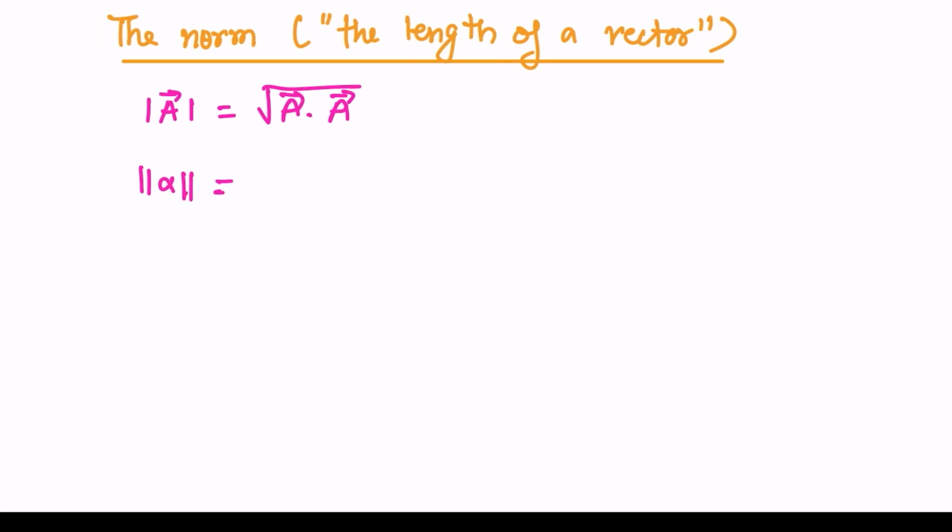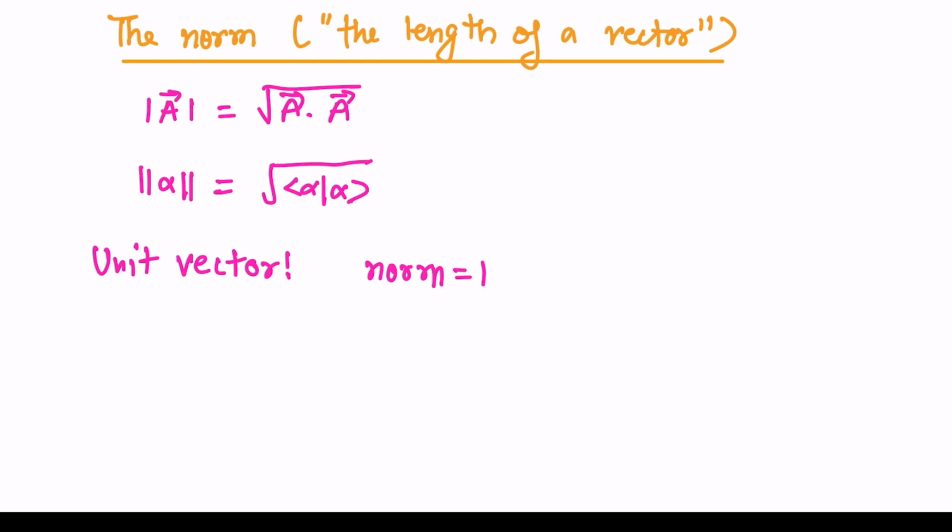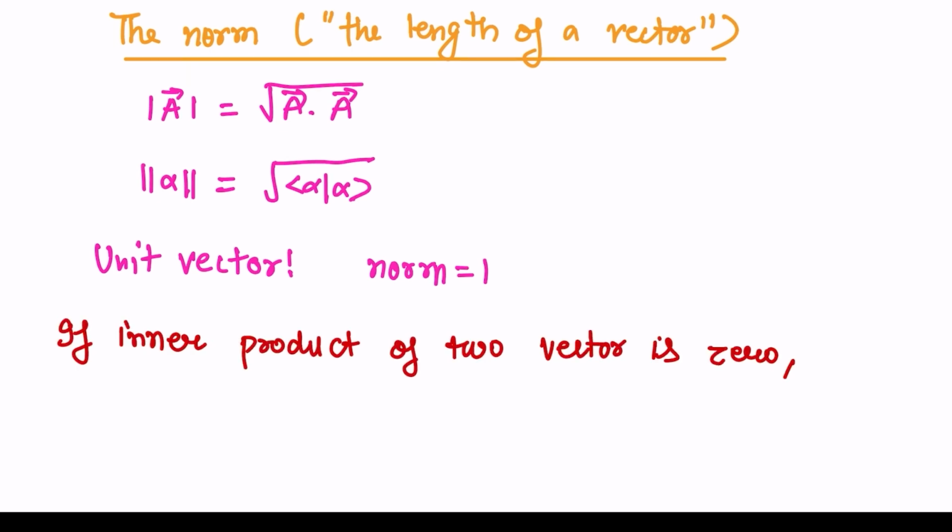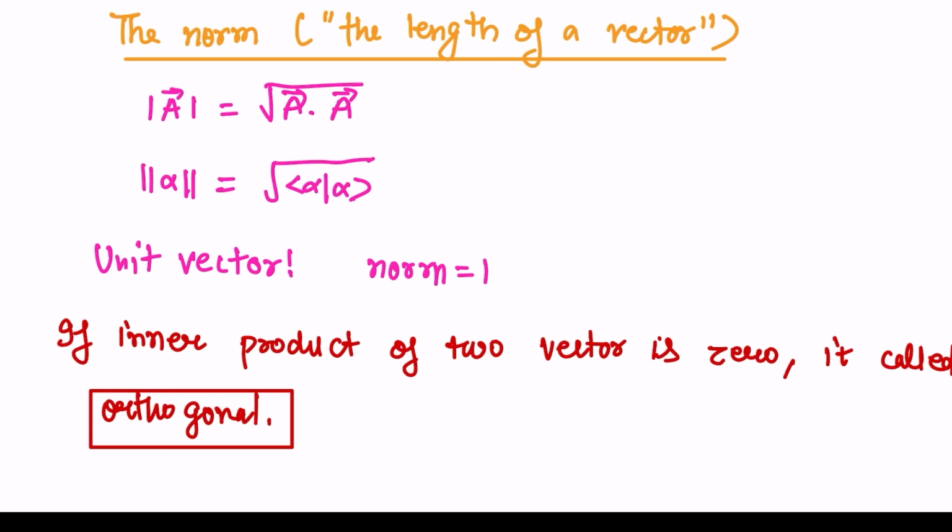And the way we define inner product in our space is something similar, that is alpha. Okay, so this is the norm of a vector, and a unit vector is basically one whose norm, whose length, is 1. And if the inner product of two vectors is 0, they are called orthogonal.